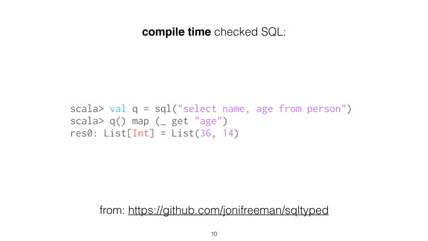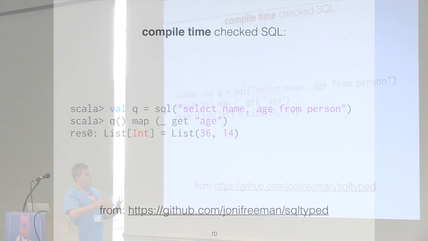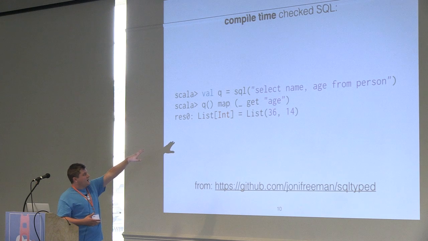There's other things, like Joni Freeman has been working on typesafe SQL. For example, that string is actually checked at compile time. It produces a chunk of code that is a polymorphic function that we can call.